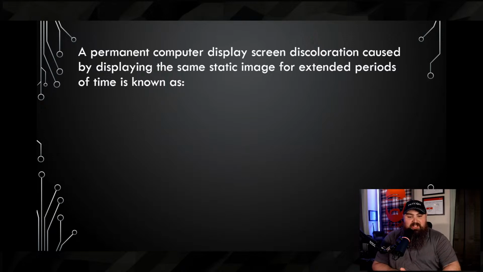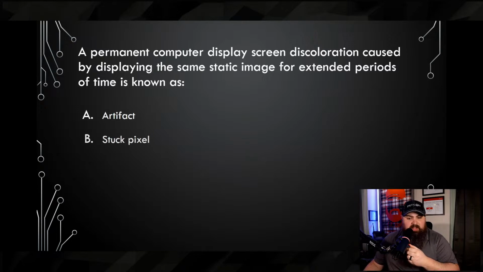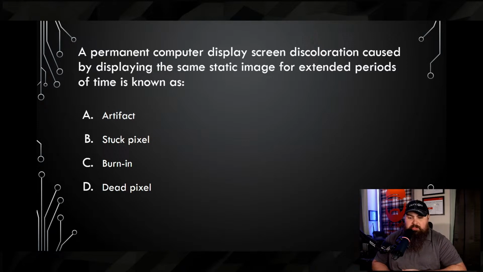Alrighty. Moving on to our next question. A permanent computer display screen distortion caused by displaying the same static image for extended periods of time is known as A, an artifact, B, stuck pixels, C, burn-in, or D, dead pixels. A permanent computer display screen distortion caused by displaying the same static image for an extended period of time is known as which of the following?